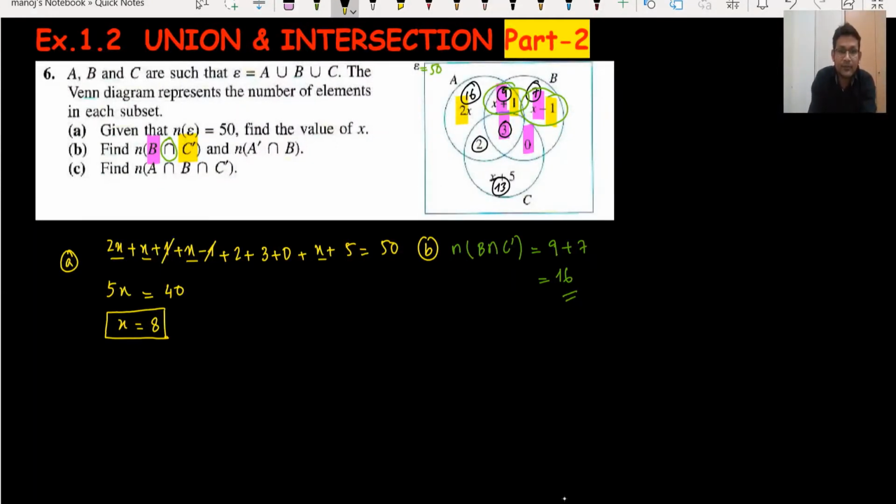Moving to the next part. I want to use, again, the method I normally use. Once again, this is 9, this is 3, this is 9 here. I use this color for B. Which areas are B? B is 1, 2, 3, and 4.